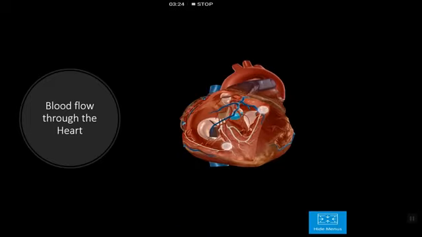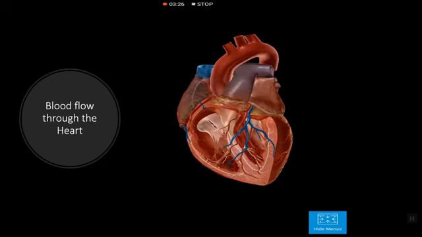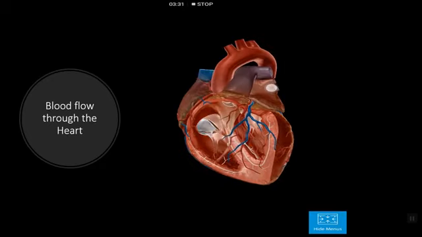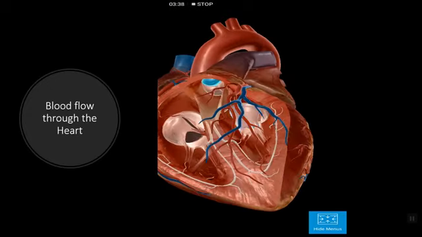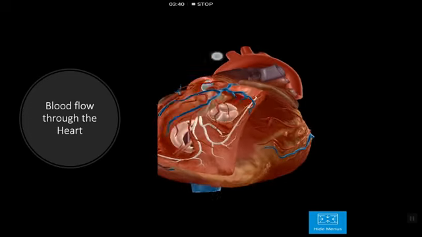The S1 sound, or lub sound, is created when you have the closures of the tricuspid and the bicuspid valves. The second heart sound, or S2, is created when you have the closures of the pulmonary valve and the aortic valve.